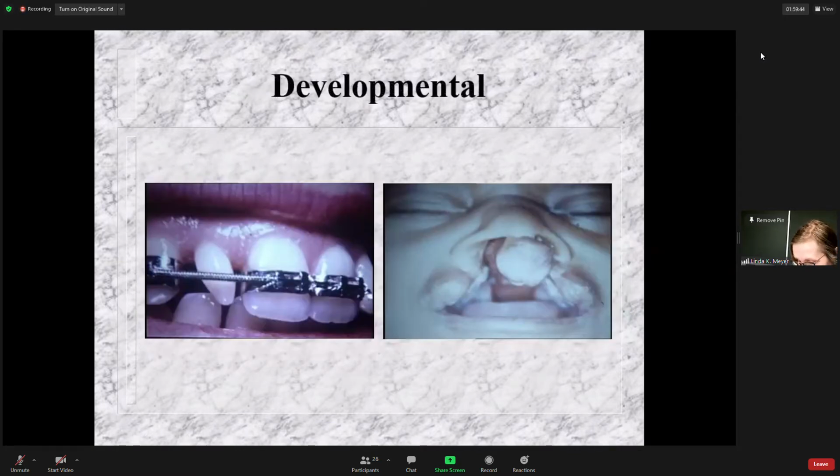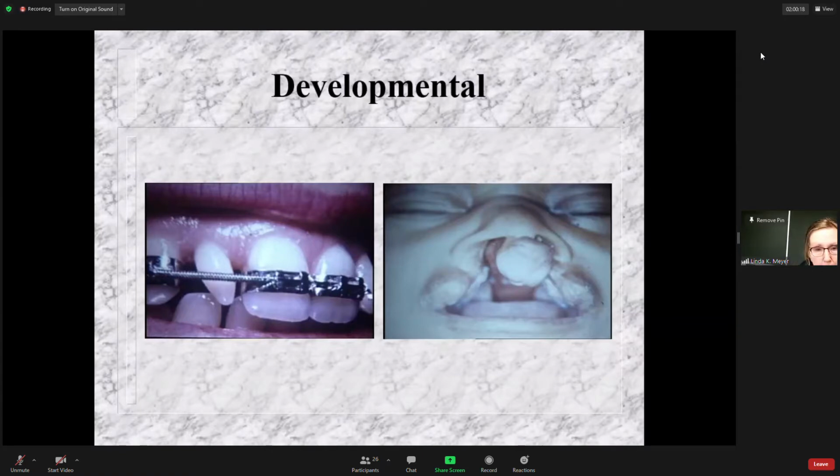Okay. Your book has an extensive chapter on developmental conditions. Some of them are more rare, and they're beyond the scope of the course, but they are a significant piece and they can range in their severity. We can say something as minor as having a peg lateral is still developmental. It's an anomaly in tooth development.